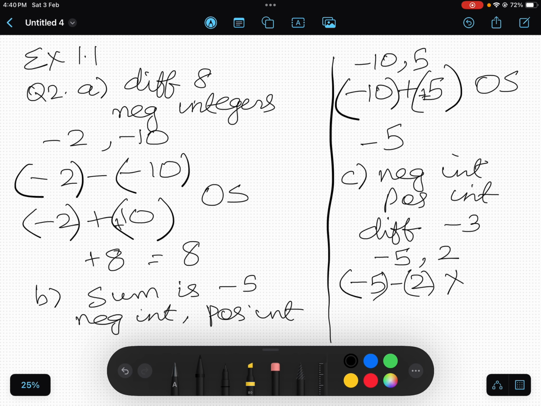So the difference has to be minus 3 and also we need a negative integer and a positive integer. So what about if I change the order, 2 and minus 5? So it will be 2 minus 5. Then also we will not get the answer. We will get only 7. So that again is ruled out. So what answer can we take? What pair of integers can we select?